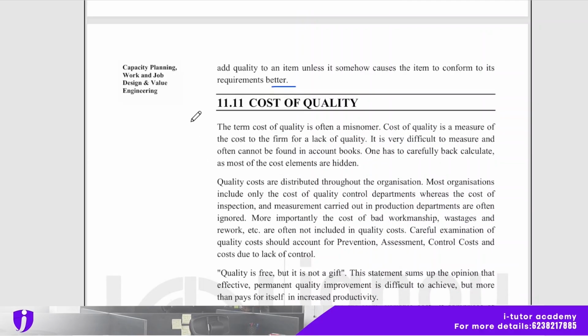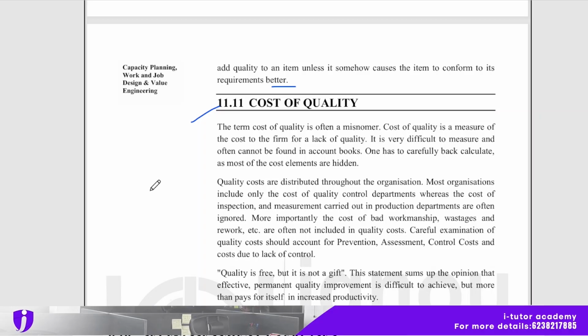And next is cost of quality. So what is the cost of quality? The term cost of quality is often a misnomer, and cost of quality is a measure of the cost to the firm for a lack of quality. It is very difficult to measure and often cannot be found in account books.